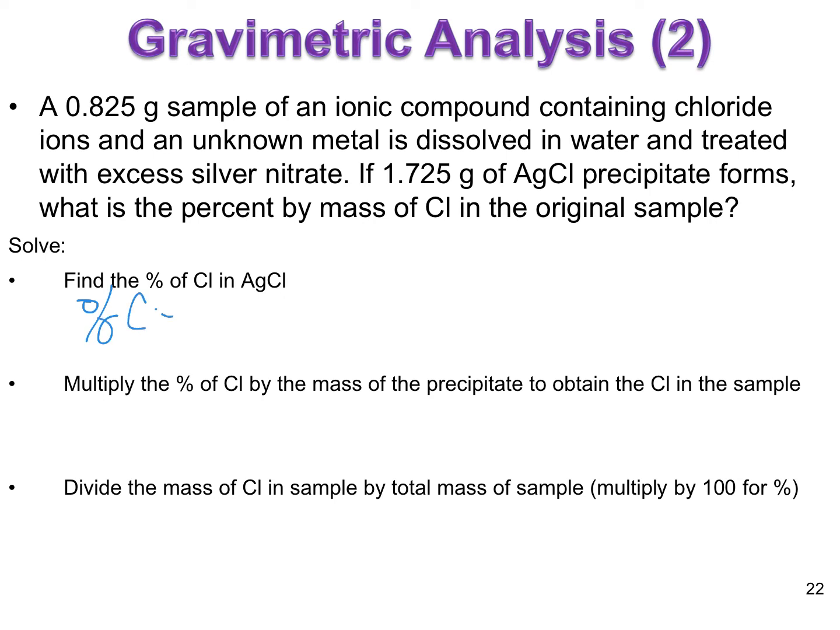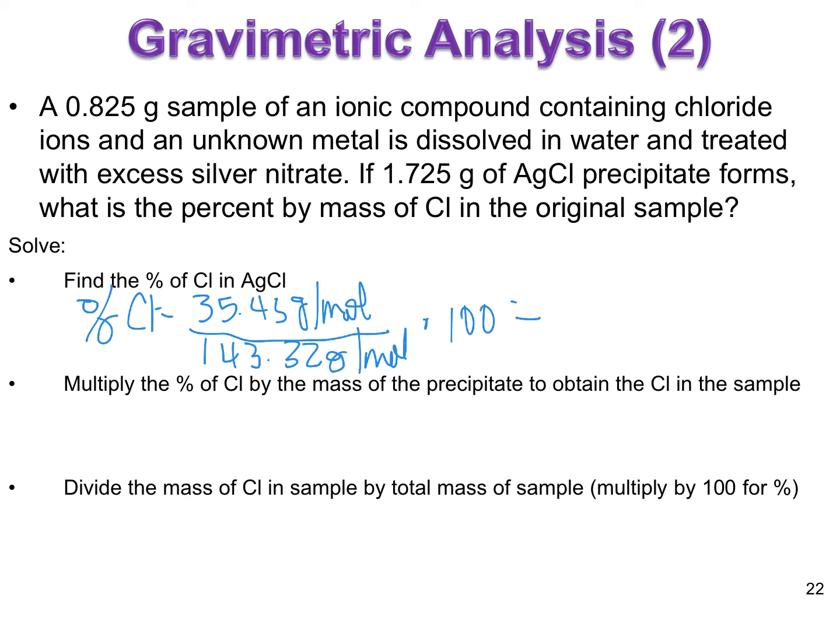The percent chlorine equals the molar mass of chlorine, 35.45 grams per mole, divided by the molar mass of silver chloride, 143.32 grams per mole, times 100, which equals 24.73%.